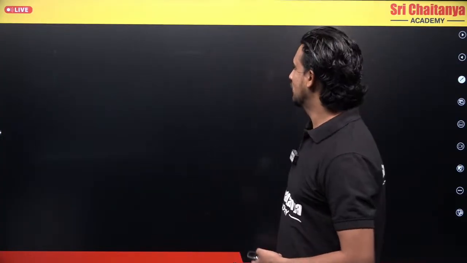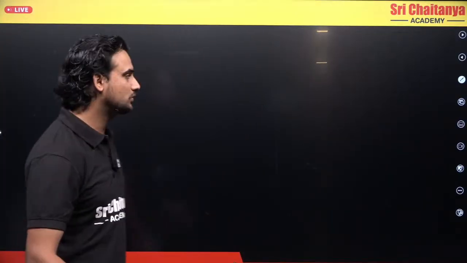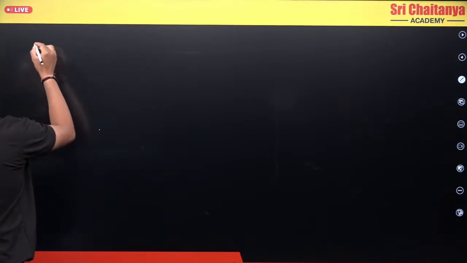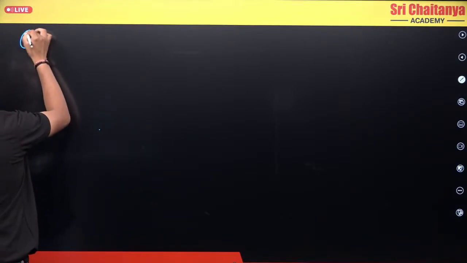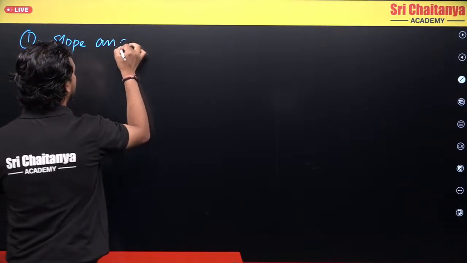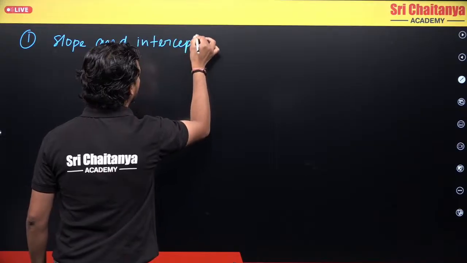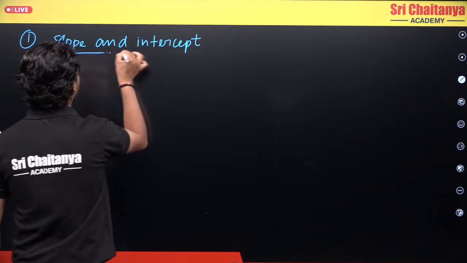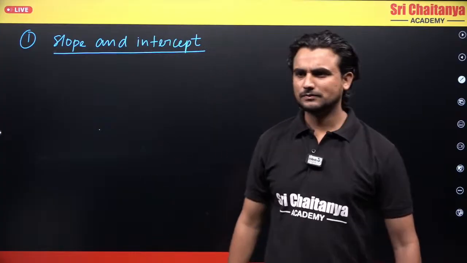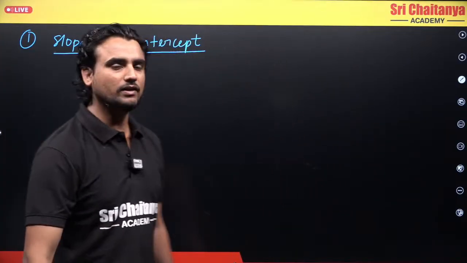So in the last class, we started with straight lines. What is the first thing that we did? The first thing we did was to understand the concept of slope and intercept. So this is the first thing that we did yesterday. Let's understand what slope and intercept are once again, and then we'll move forward.